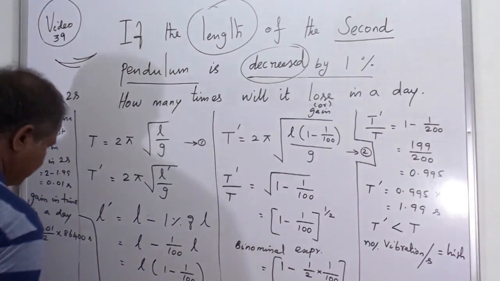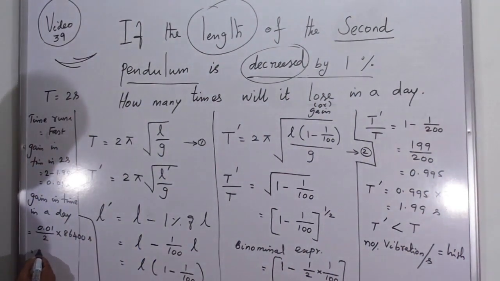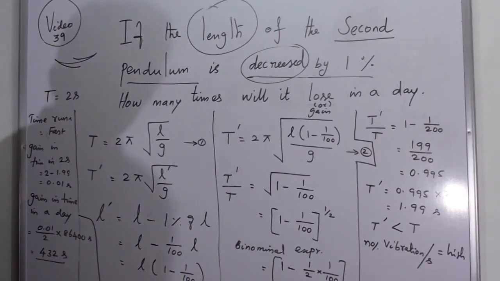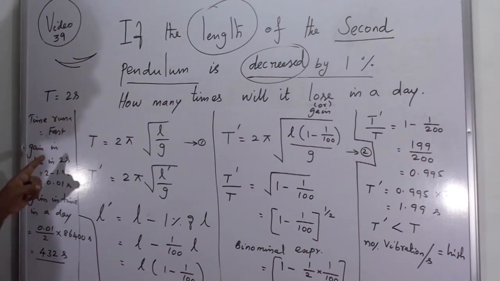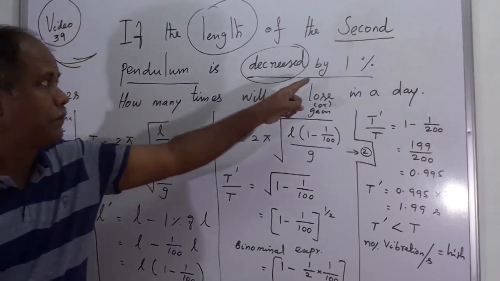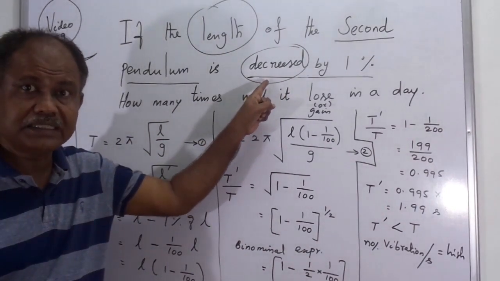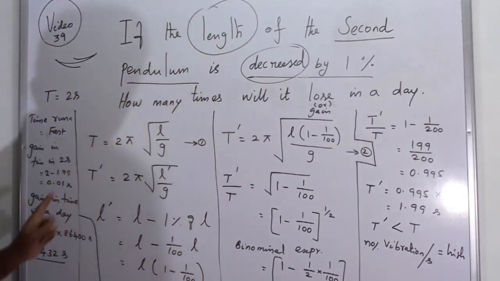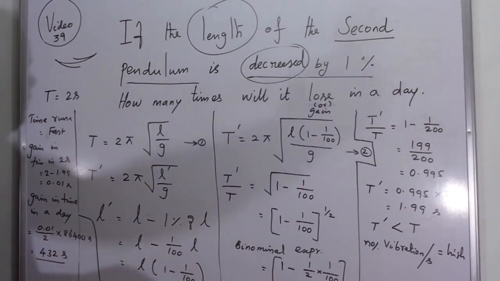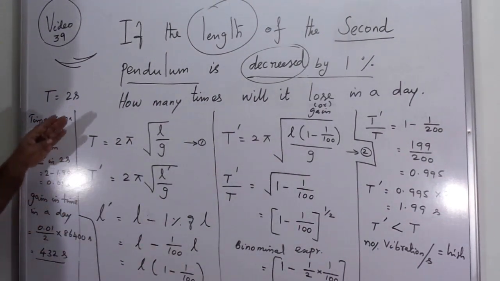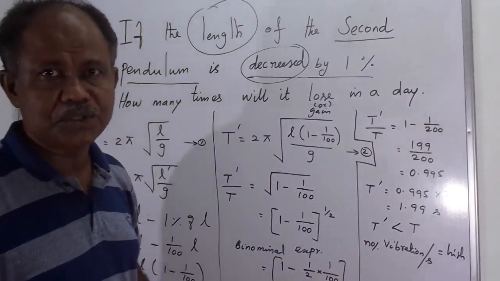Okay. Then what's the answer? That is 432 seconds. That is 4-3-2 seconds fast. The watch, that is the time taken during this oscillation. If the length is decreased by 1%, the watch is 432 seconds faster. Okay, this is a very interesting question.